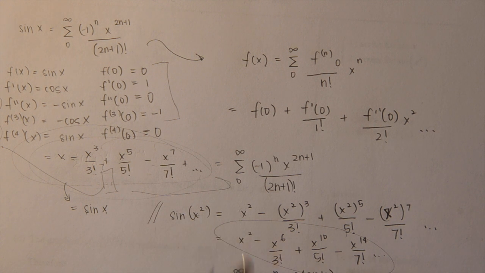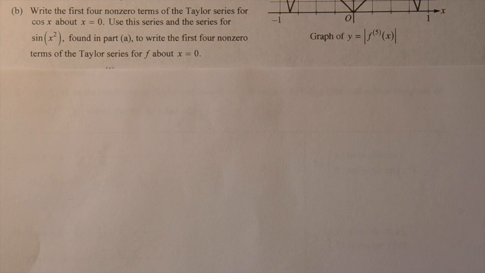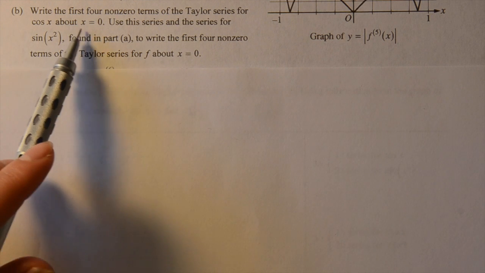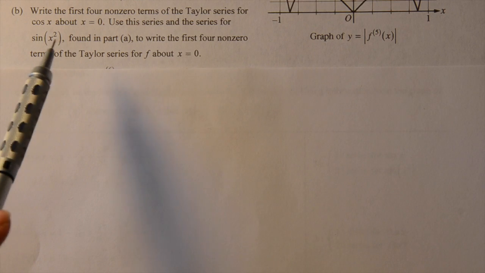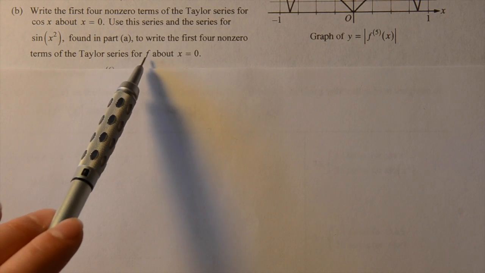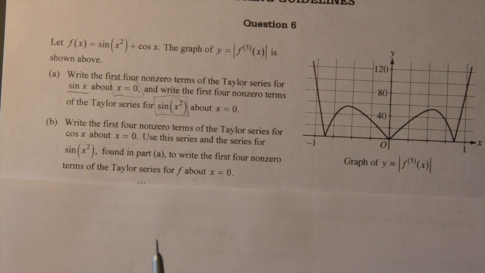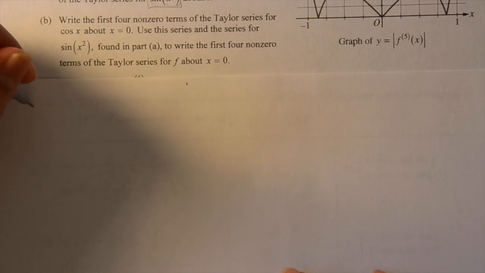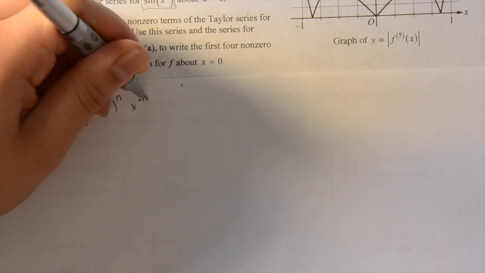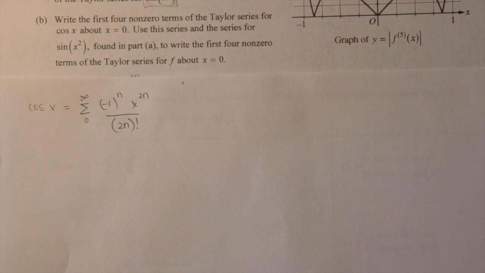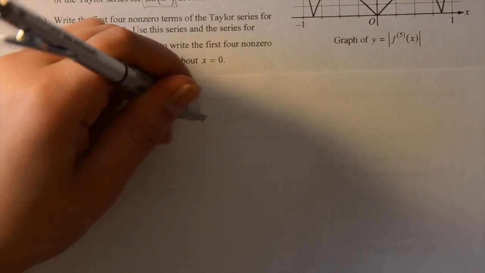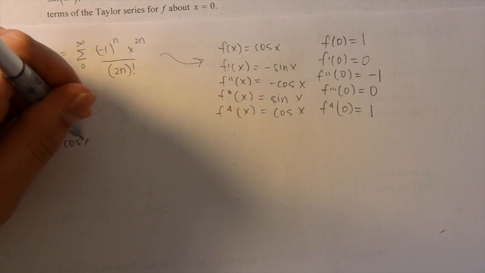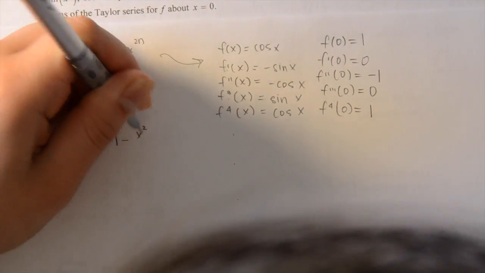Next, they ask us to do the same for cos of x about x equals 0 and write the first non-zero terms for f, which was sine x squared plus cos x. If you had memorized what cos of x is in Taylor series form, then you would do this. Otherwise, you can quickly derive it here. As a result, cos x equals this.